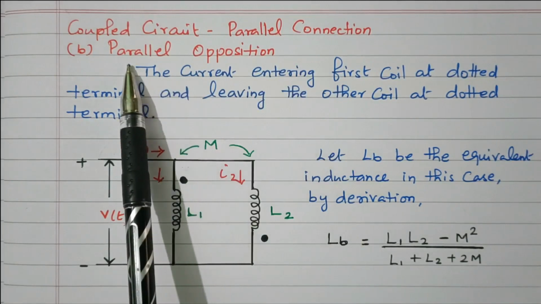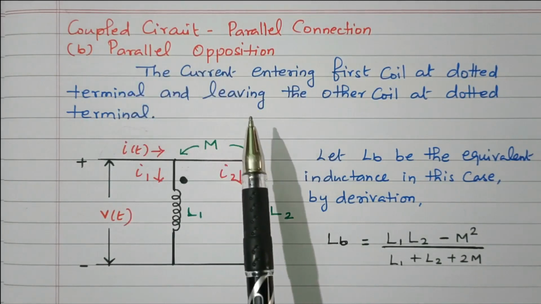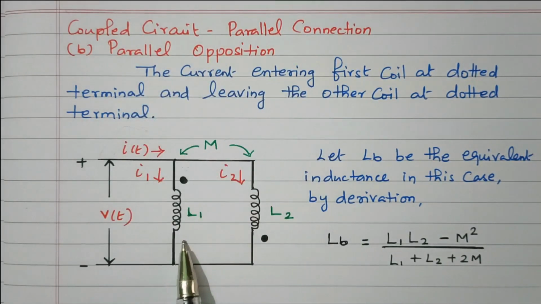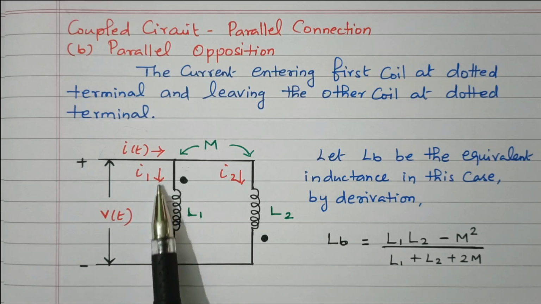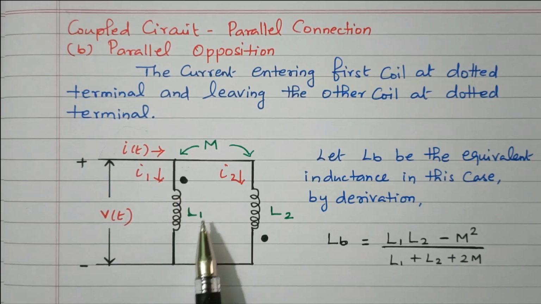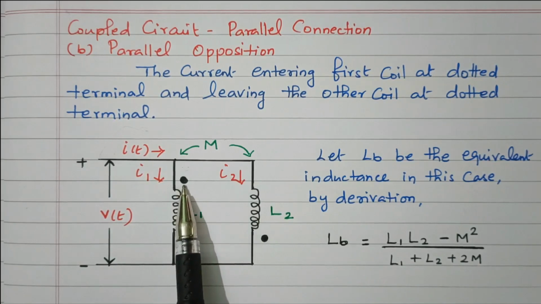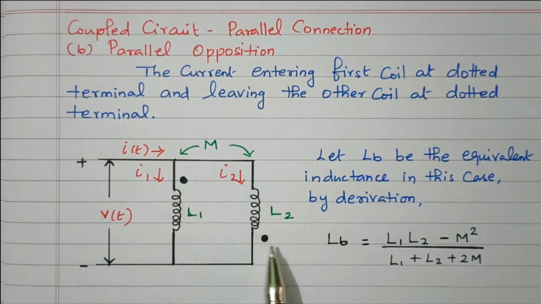In that, the case is parallel opposition. So consider these two circuits. Two inductors are connected in parallel, L1 and L2. The supply voltage is V of t. The current is I of t. The current divides here: I1 flows through L1, I2 flows through L2. The dot is available at the top for L1, and the dot for L2 is at the bottom.